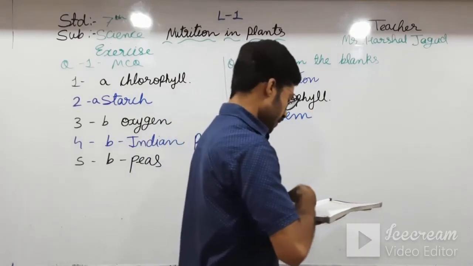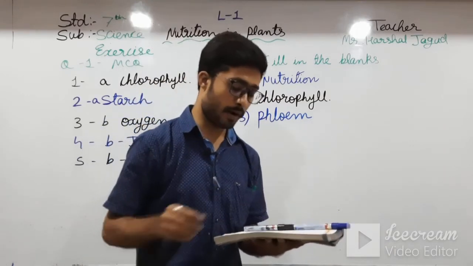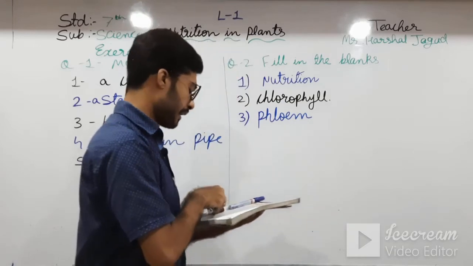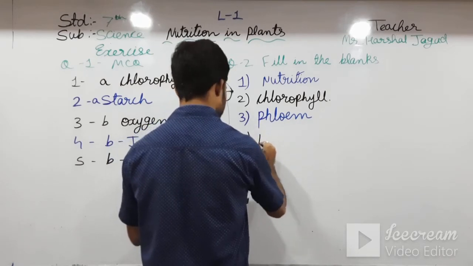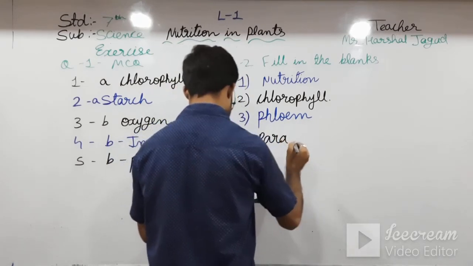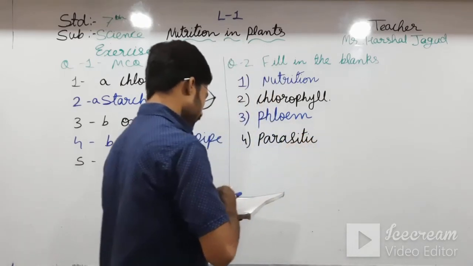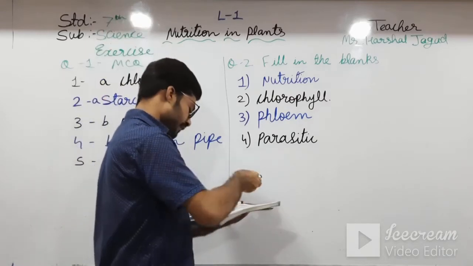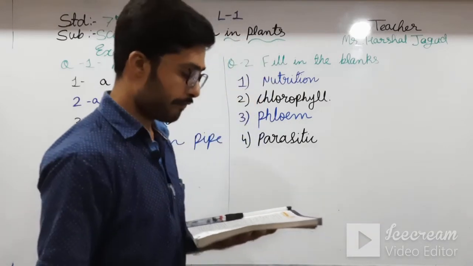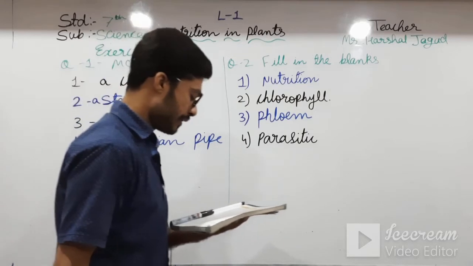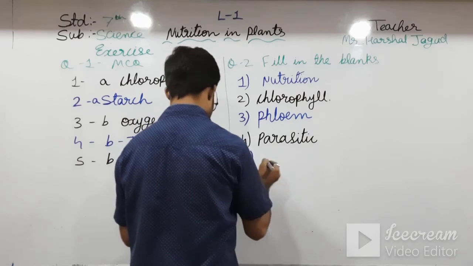Okay students. Fourth one: dash plants obtain food from other green plants, that are parasitic plants. Parasitic plants. Next, the fifth one: dash plants usually grow in soil deficient in nitrogen, that are insectivorous plants.